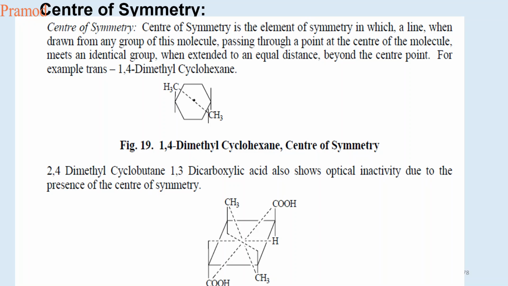Now the second example is 2,4-dimethyl cyclobutane 1,3-dicarboxylic acid. This is the entire molecule. In this compound, you draw COOH and COOH. You draw a diagonal line coming from the center. The COOH groups meet each other. From methyl and methyl, when you draw a line through the center joining each other, they meet each other. When you draw diagonally, they are equidistant from the center because cyclobutane is a square. So such a molecule possesses a center of symmetry, and the molecule is said to be optically inactive because of center of symmetry.